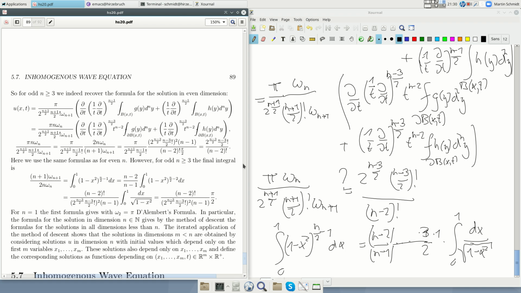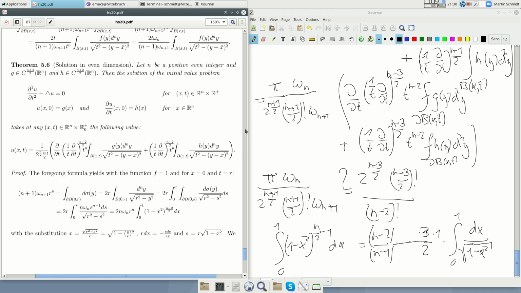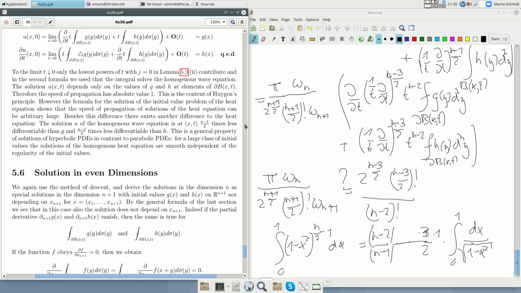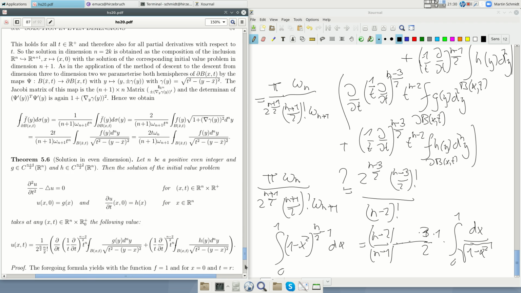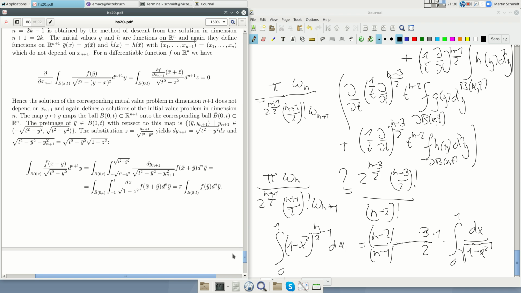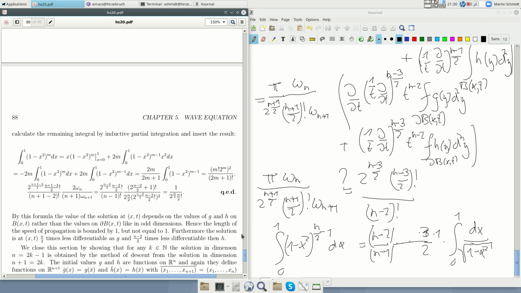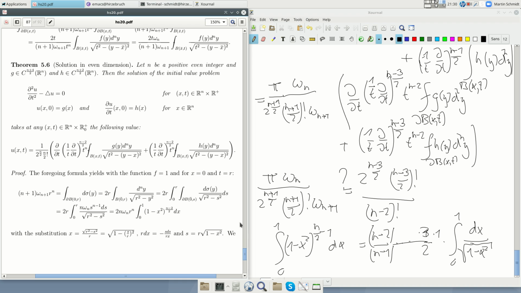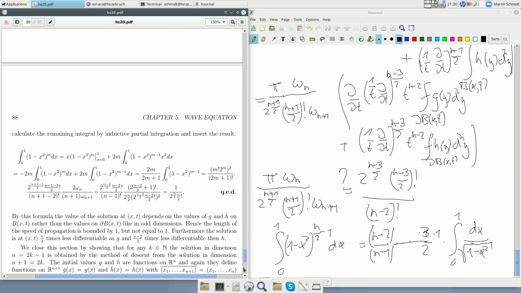Okay, what we have shown today: we have solved in general the homogeneous wave equation in even dimensions by the method of descent, and obtained a nice formula for even dimensions. This is the formula which we obtained for even dimensions. It is written in this theorem here with this constant in front, and we showed that we can go down from the even dimensions by the method of descent to the odd dimensions.